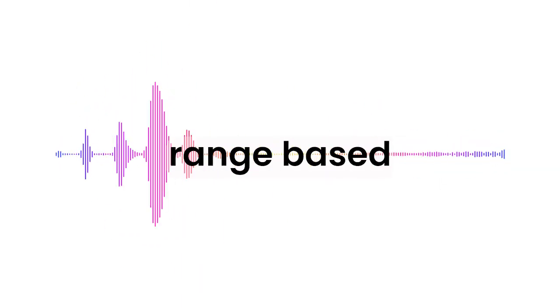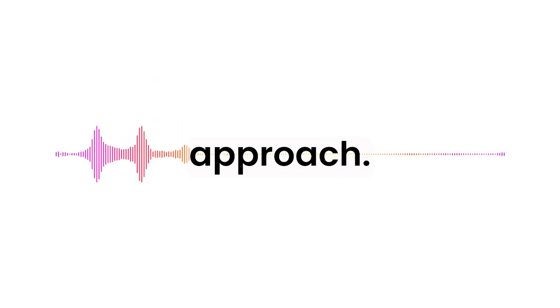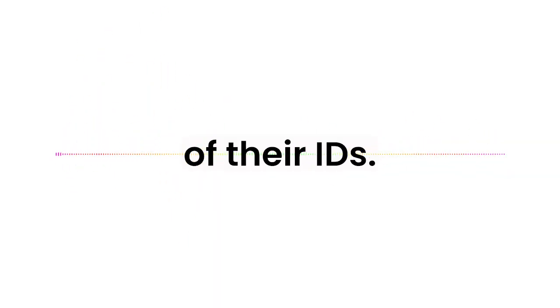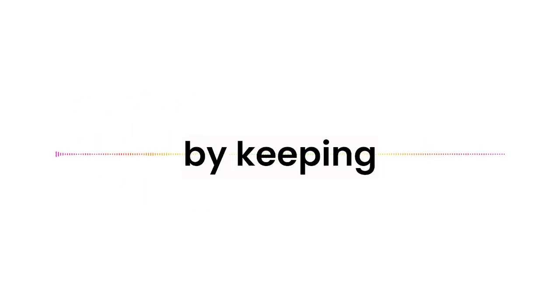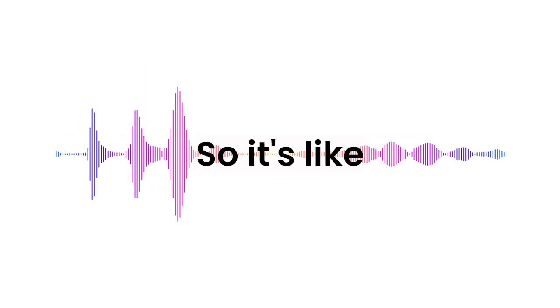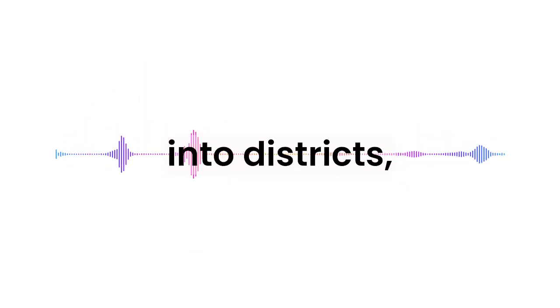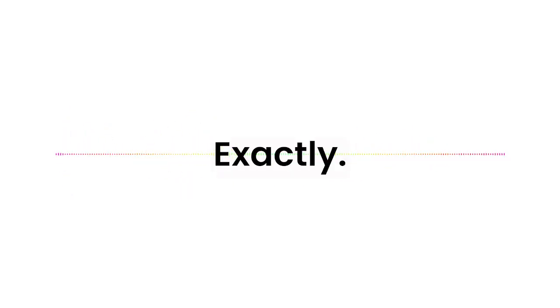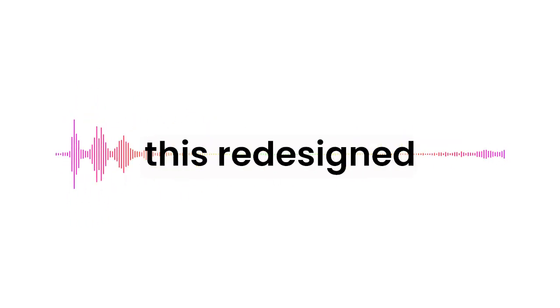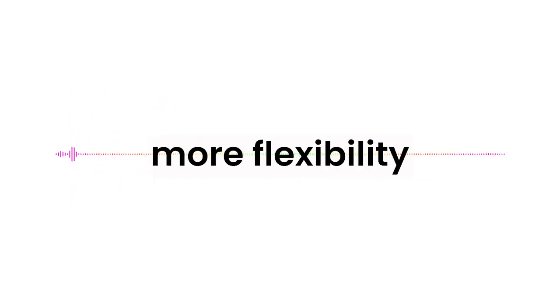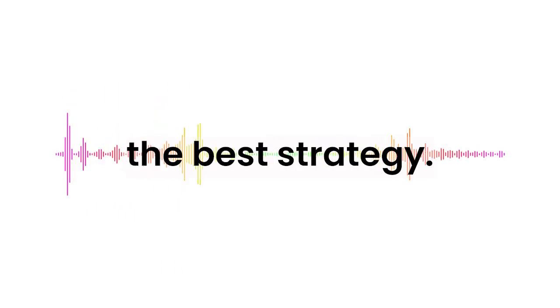Well, what about range-based partitioning? That's one approach. Nodes are grouped based on a range of their IDs. This can improve locality, keeping connected nodes closer. But it can cause imbalances if some ranges are denser than others. So it's like dividing a city into districts, making sure people who talk a lot are in the same area. Exactly. And Giraph actually has this redesigned partitioning system. Oh, wow. It gives developers more flexibility to choose the best strategy.